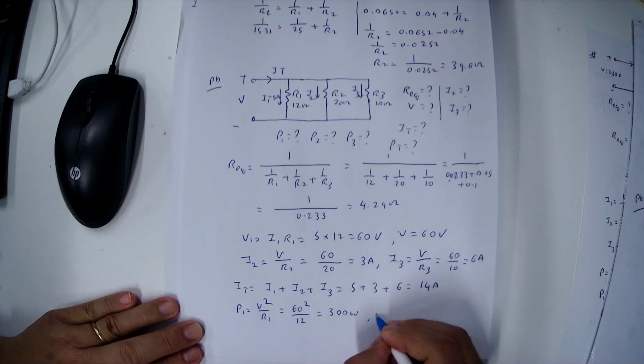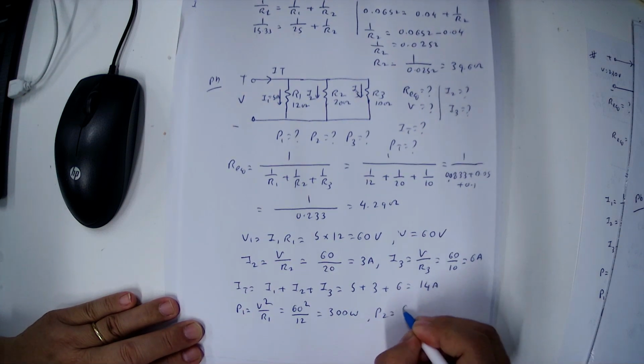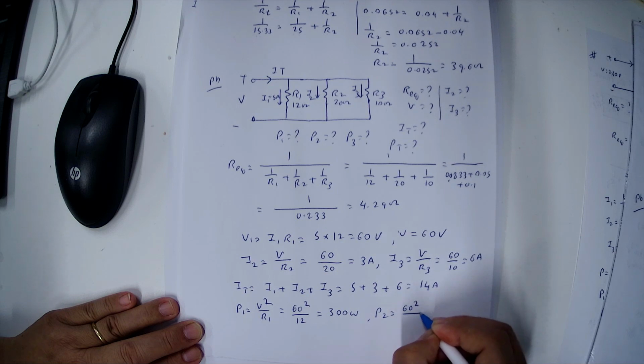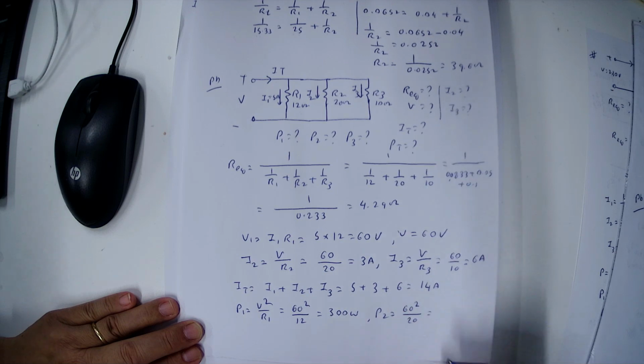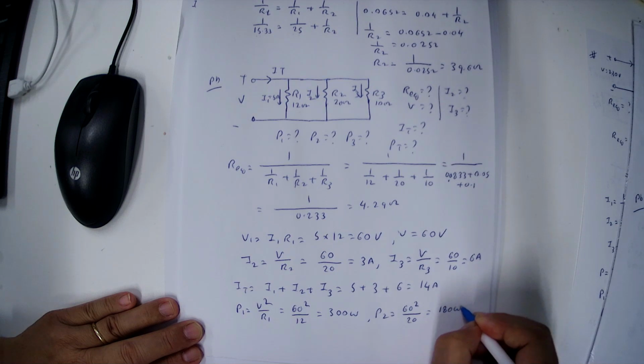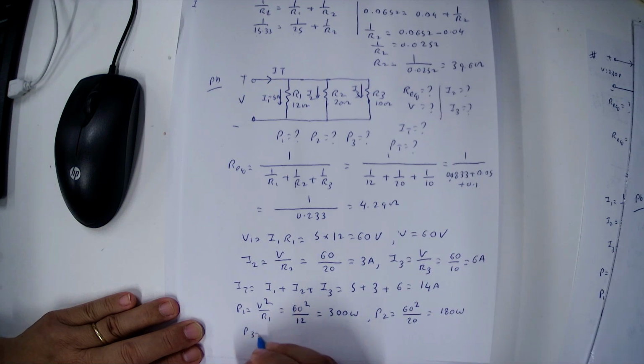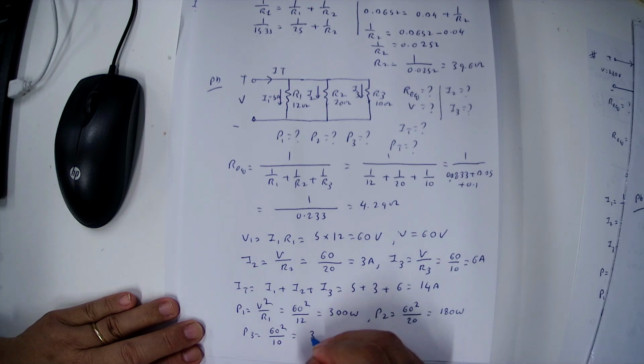P2 can also be calculated. Voltage is 60 square, resistance value is 20. 60 square divided by 20, you got 180 watt. P3 has to be calculated. Voltage square divided by resistance. So voltage 60 square divided by resistance 10. 60 square divided by 10, you got 360 watt.